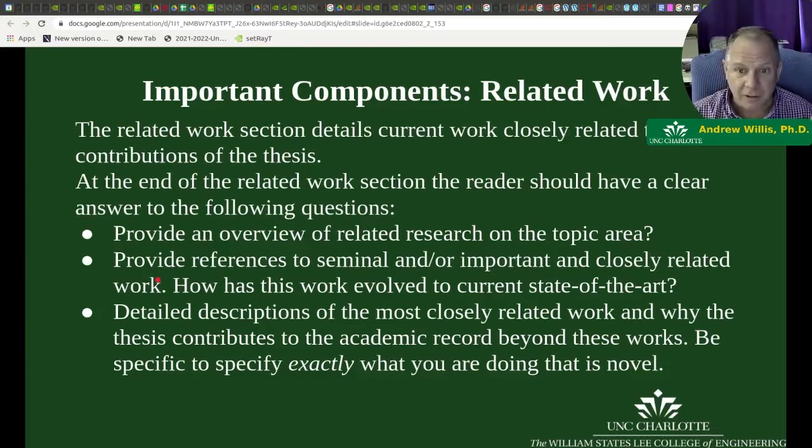And a lot of times you can cite the seminal work maybe once, and then just jump to the last few years or last decade, depending on when the work actually occurred on this topic area. And your job here is to describe how the research has evolved to the current state of the art in this area.